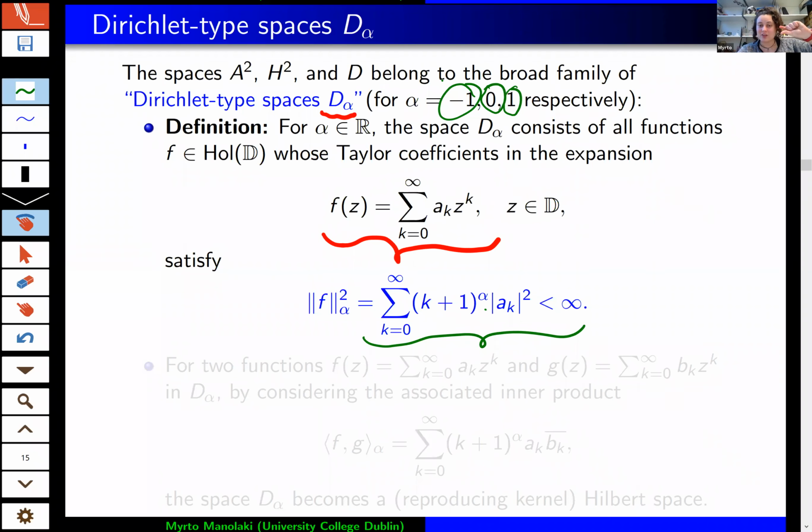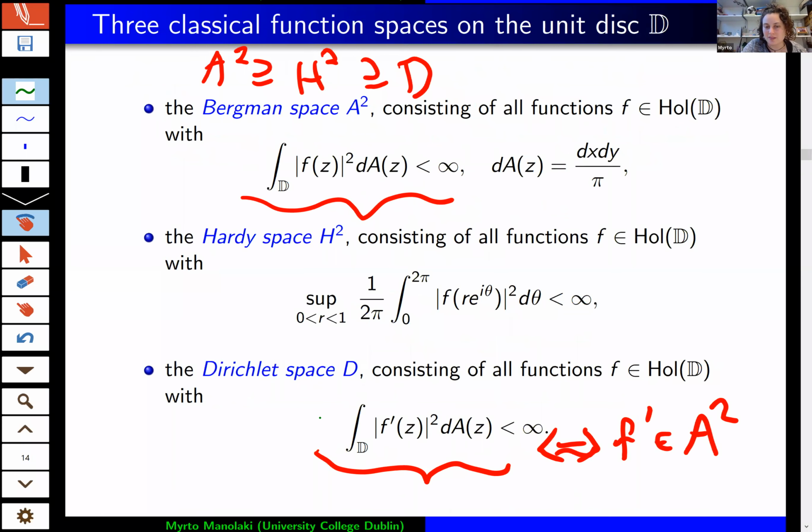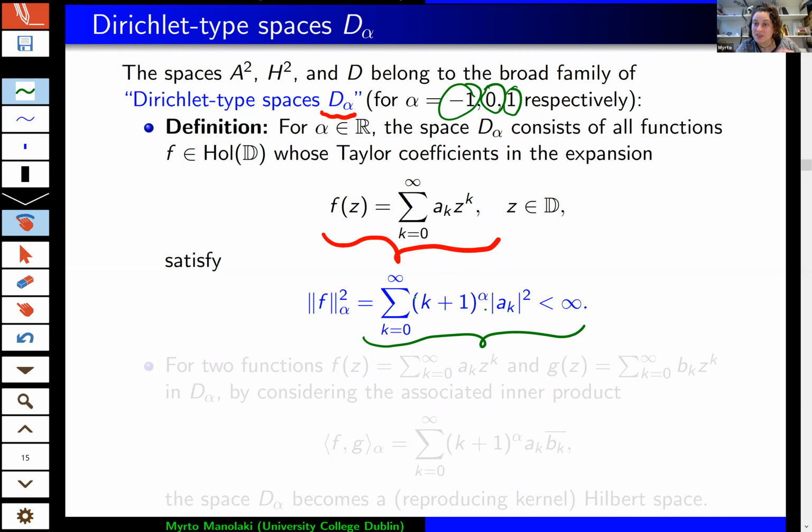So for example, the property that I mentioned before, that the condition about the Dirichlet space means that the derivative of the function belongs to A2, it's easy to see with this formula as well, because you make a shift in the Taylor series when you take the derivative. So in general, these nested spaces have this property that if you take the derivative, you move by two alpha in the other space. This is an easy homework exercise.